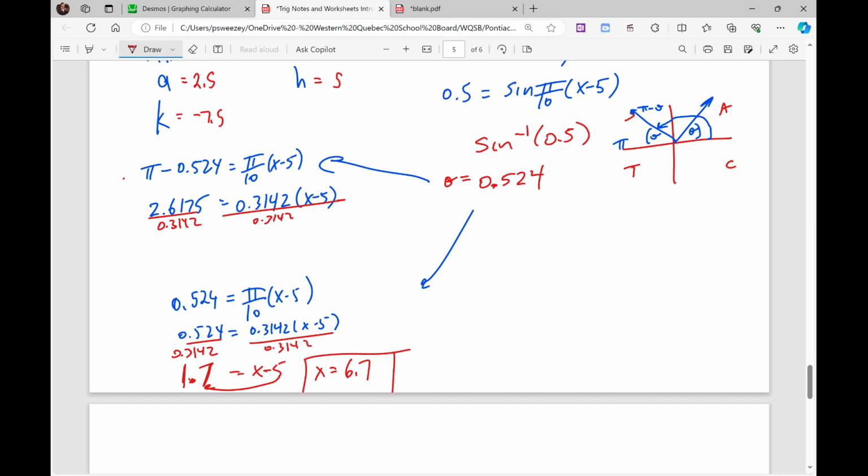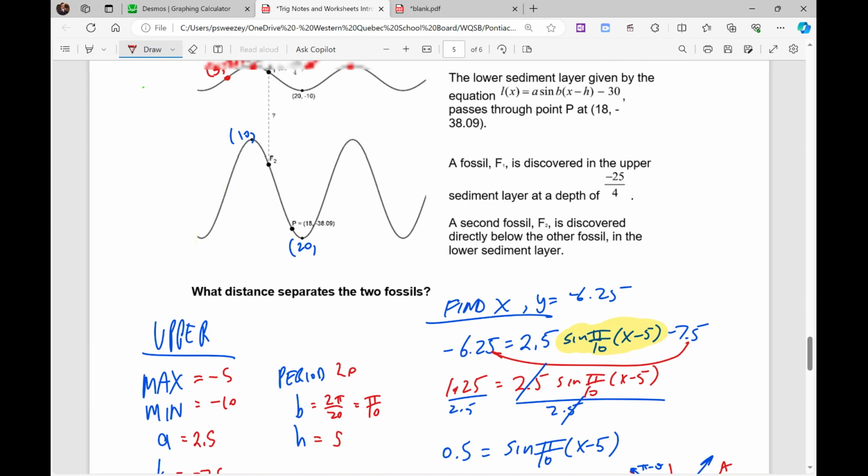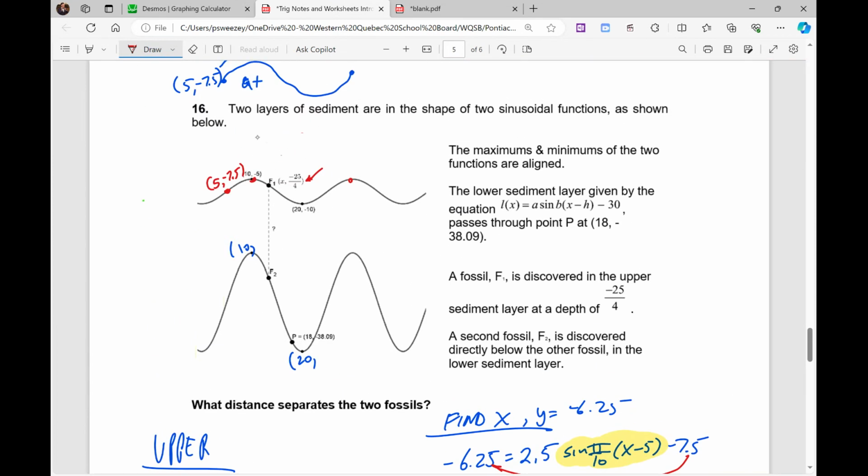This other one, 2.6175 divided by 0.3142, gives me something like 8.3 is equal to x minus 5. Bring this guy over, x is going to be equal to 13.3. So there is a little bit of validation checking you can do here. If I go up to it and take a look at it, just get rid of this for a second and get rid of the h value. If we zoom in and recognize that this value is 10, and I found two values, 6.7 and 13.3.